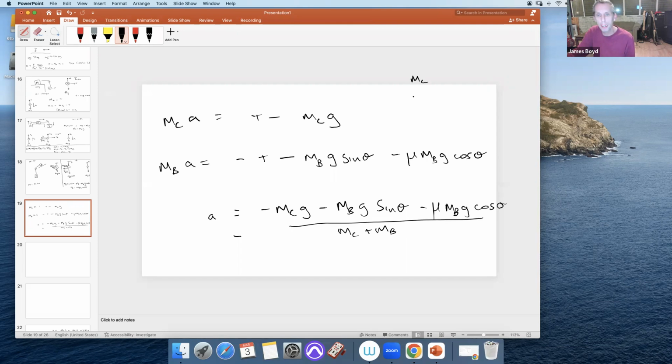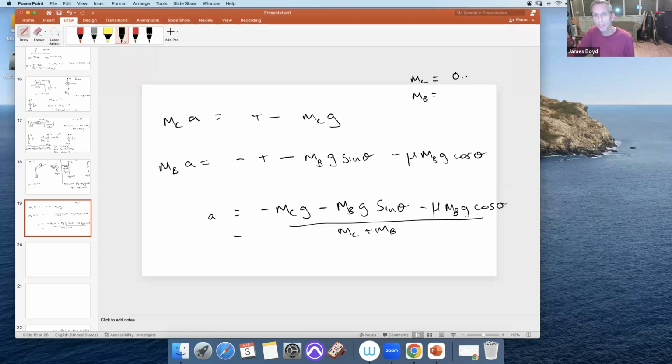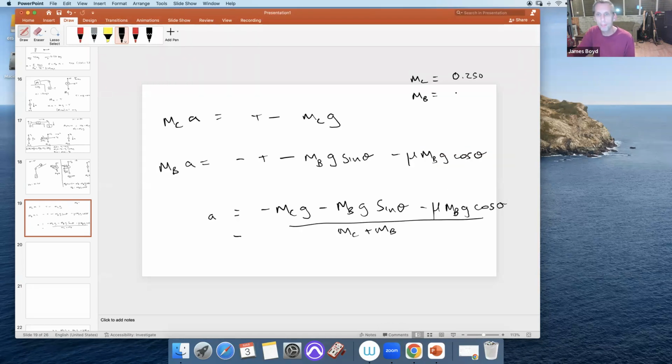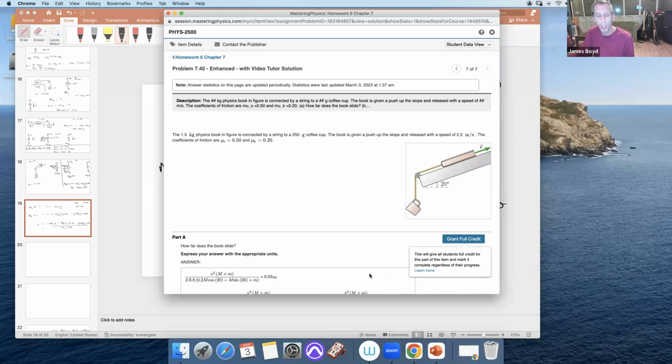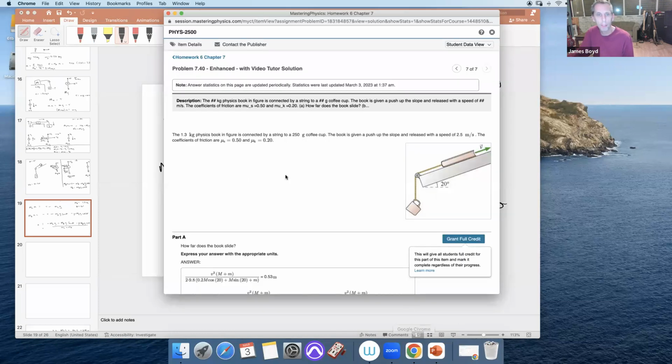Now the mass of my cup was 250 grams, so 0.250. Mass of my book is 1.3. These are both in kilograms. My angle is 20 degrees. It's on the picture. And mu k, not mu s. I don't need mu s in this problem. Mu s is the static friction, but it's already assumed to be moving. So mu k was 0.20, I think, right?